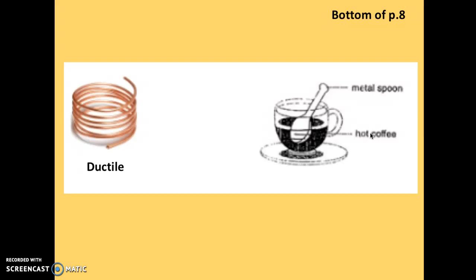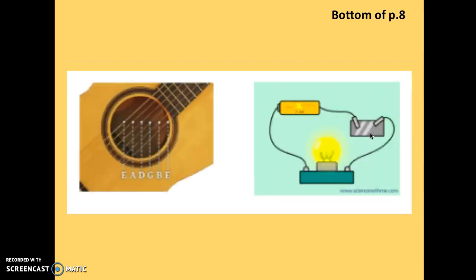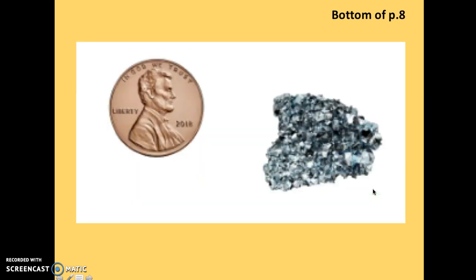If we have a glass or a cup of hot coffee and we stir it with a metal spoon, that's going to show thermal conductivity. The strings of the guitar are obviously ductile. They've been pulled into a wire. You created a circuit in one of your mini labs. The wires here are ductile, and they are also conducting electricity, so electrical conductivity.